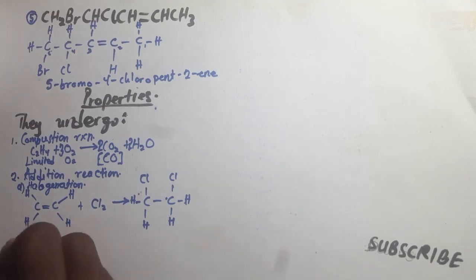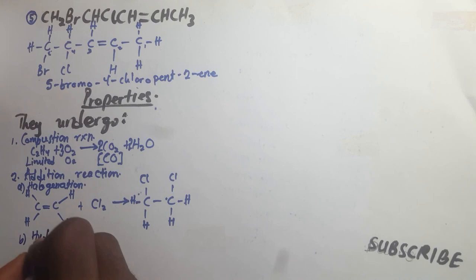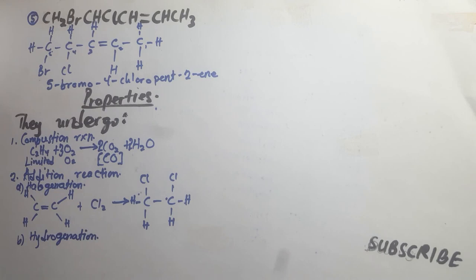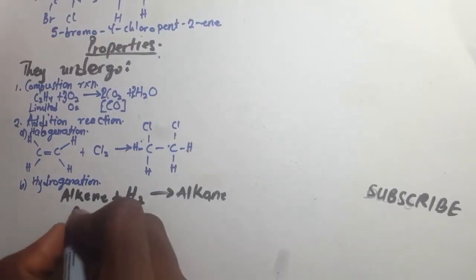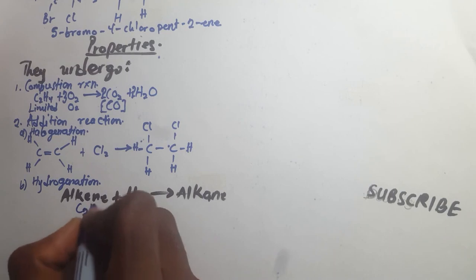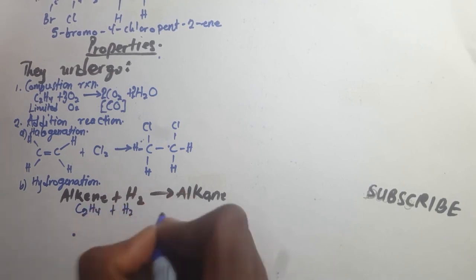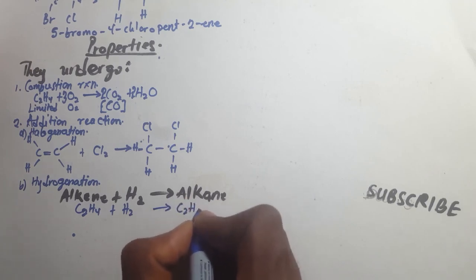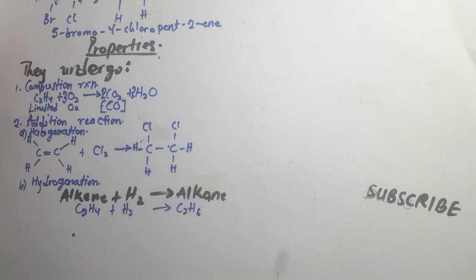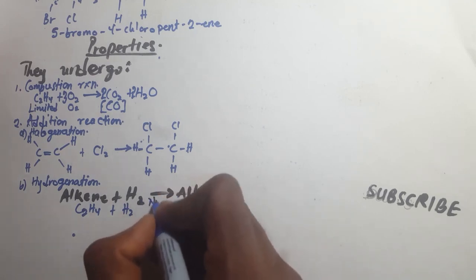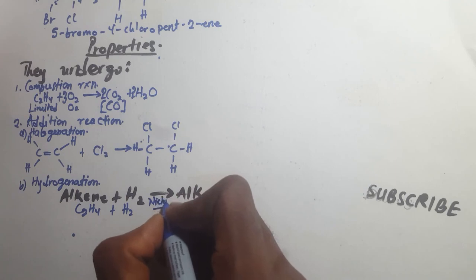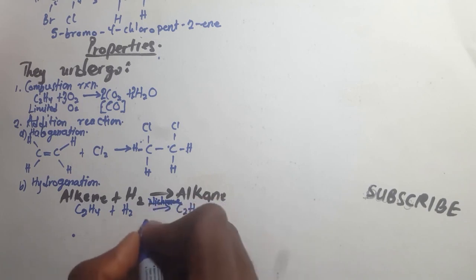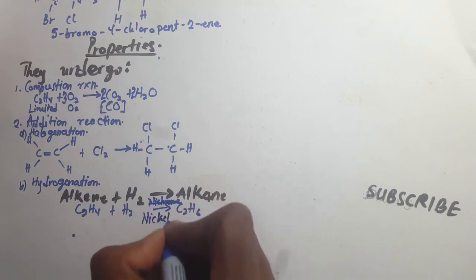So the second addition reaction I'll talk about is hydrogenation. It means the addition of hydrogen. So let's see ethene, C2H4 plus H2. So you have an alkane which is going to be produced. So we are going to have ethane, C2H6. Now this happens in the presence of a catalyst like nickel, N-I-C-K-E-L.